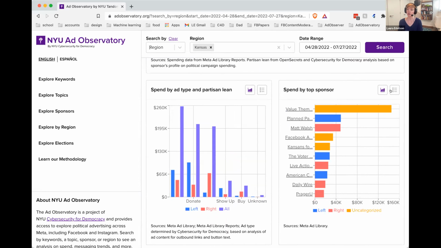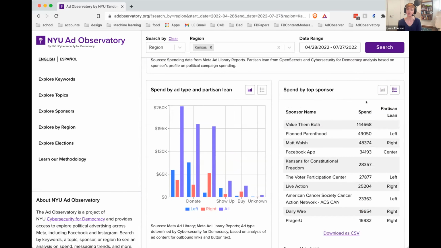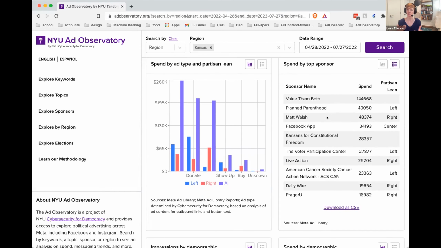We can also see who the top spenders are in Kansas. I happen to know that Value Them Both is a PAC that was trying to encourage people to vote for this ballot measure to change the state constitution. And obviously Planned Parenthood supports abortion rights.